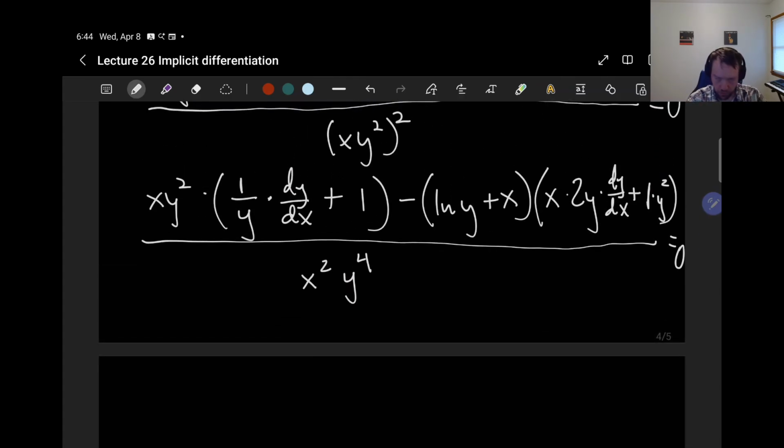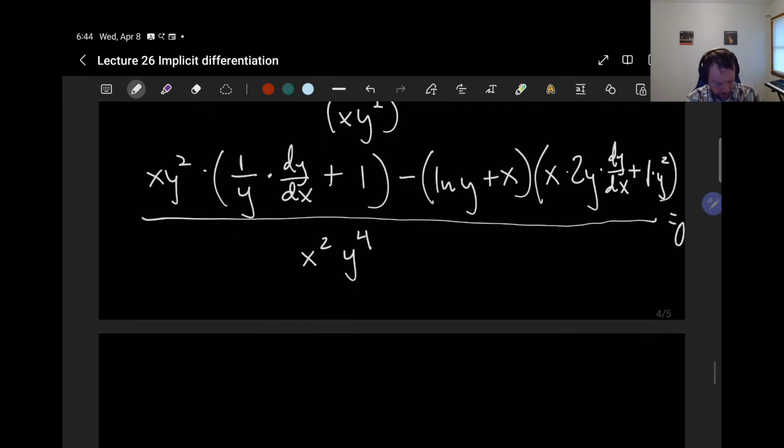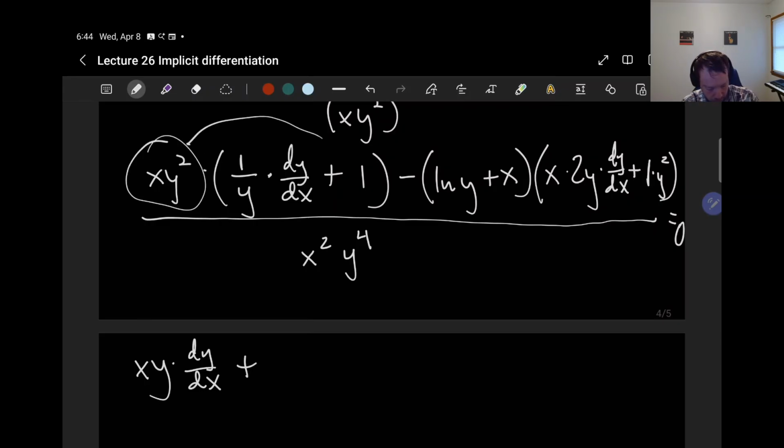All right, now we're ready to expand by distributing things. So I'm going to distribute this xy squared. Notice first it's going to bump up against this 1 over y. So that'll cancel off one of these powers of y. So I get xy times dy dx plus, now this times 1. And now we go over here.